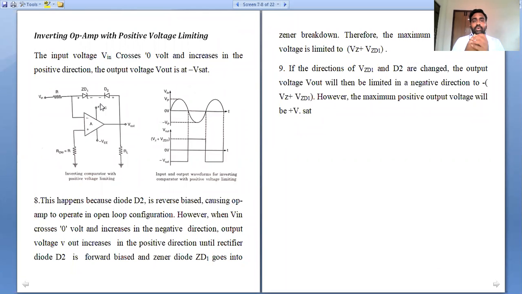But what we already observed in the first discussion, what is the difference here? The output voltage swing can be limited. The swing of the minus V saturation voltage magnitude and the swing of the plus V saturation voltage magnitude can be limited by adding an additional diode in series with this particular Zener diode.